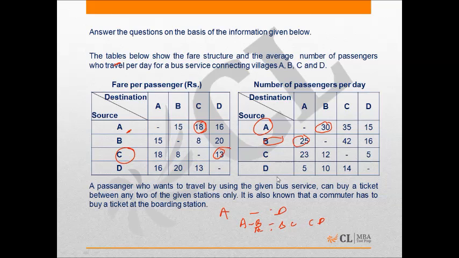And it is also given that a commuter has to buy a ticket at the boarding station, which means when a person wants to travel from A to C, he has to buy a ticket at A, and this amount will be considered as collection made at A. So that's all about the data.